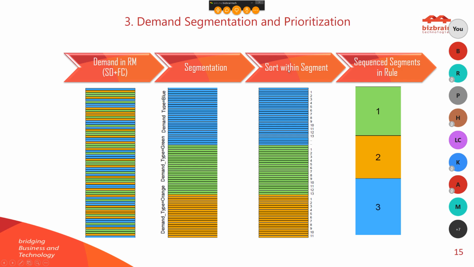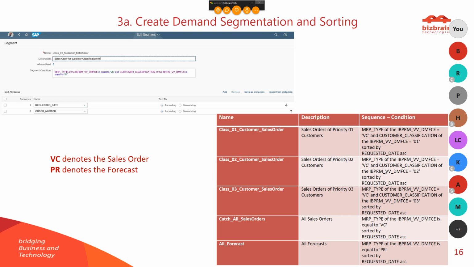Those sorting sequences can be made in a particular segment which has been defined, and then those segments can be arranged to define a rule. This concept from this slide and my explanation may be a bit hazy, so I will give you another detailed view of how to create a segment.